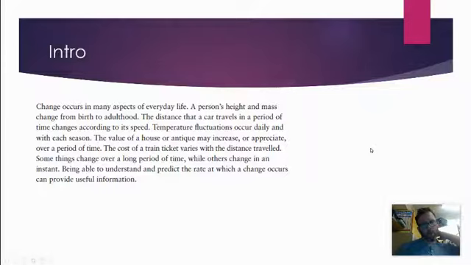A major reason we are looking at rates of change is that it introduces some ideas that help you in the calculus course. Everything in the world is constantly changing, and we want to analyze how things change, at what rate, so we can make predictions and models. For example, a person's height and mass change from birth to adulthood, and the distance a car travels changes according to its speed.